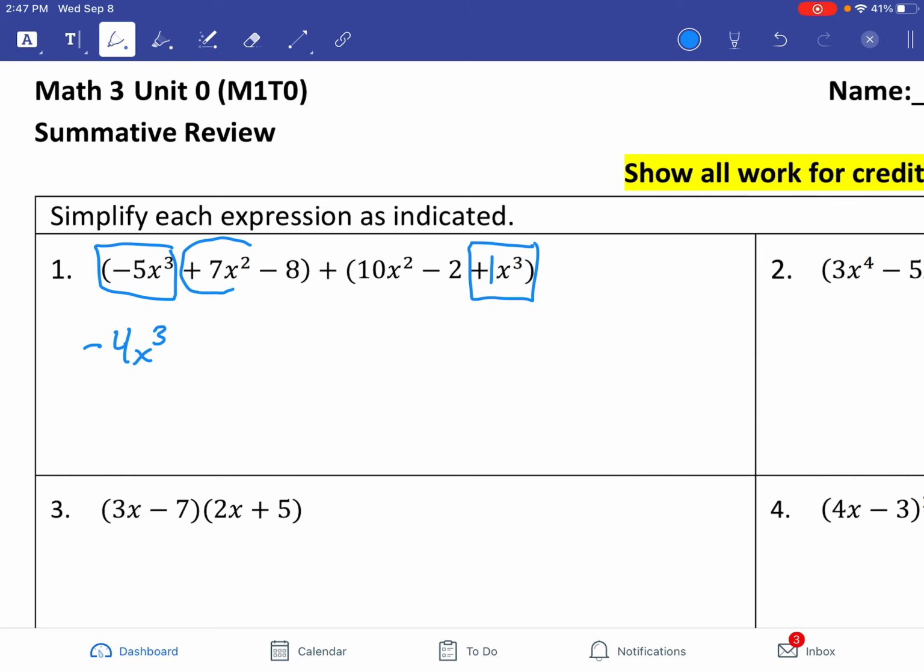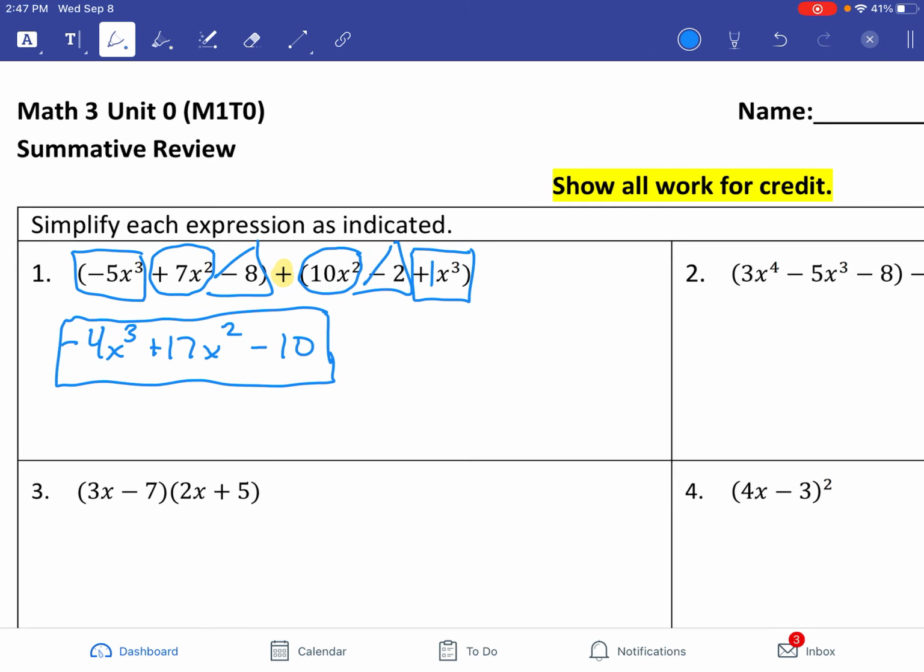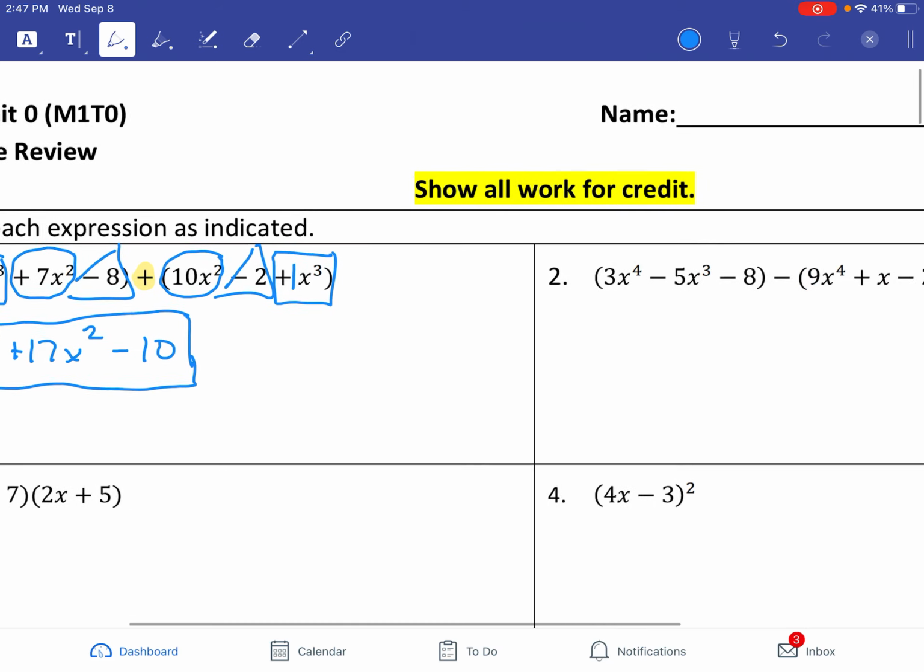We have 7x squared and plus 10x squared, which gives you positive 17x squared, and then negative 8 and negative 2. Negative 8 plus negative 2 is negative 10. Again, remember, we are adding because you see that plus sign in between the two things. And that is our answer. Do not multiply that because there's a plus sign between the two parentheses.